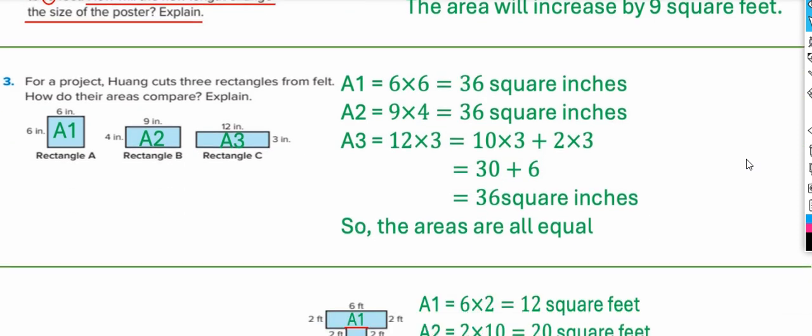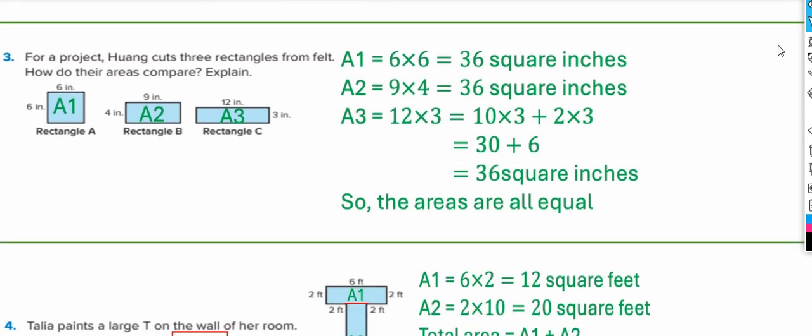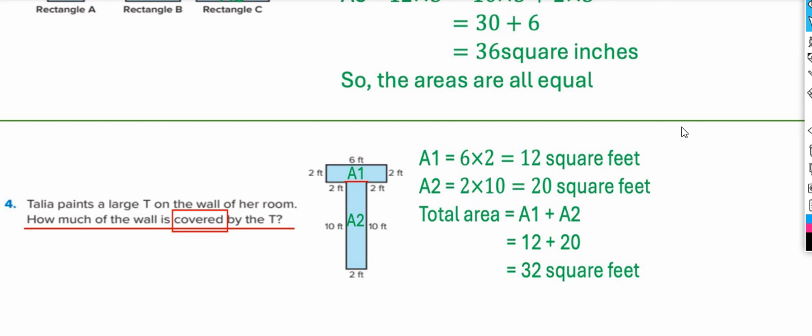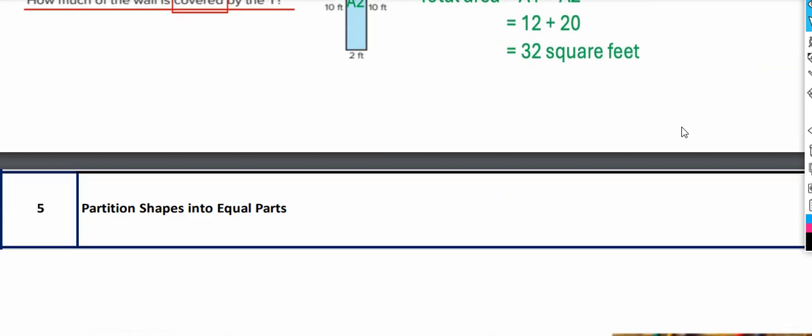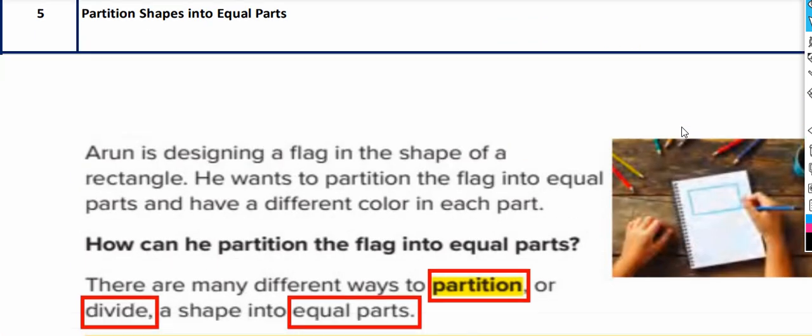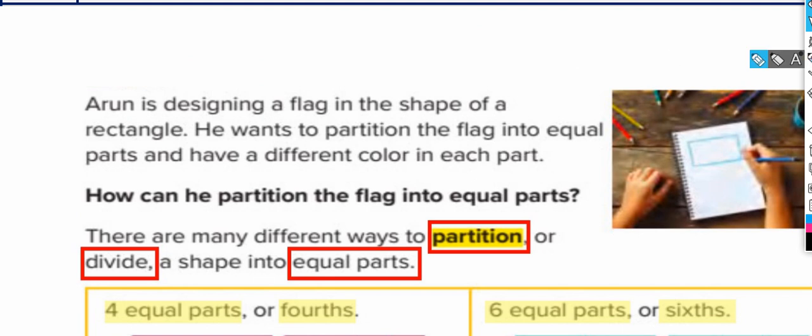All the answers are given, okay, for rectangles. That's how you will try the complex figures and other ones. So that's it for rectangle. In the next video we will talk about fractions and other parts of this revision video.